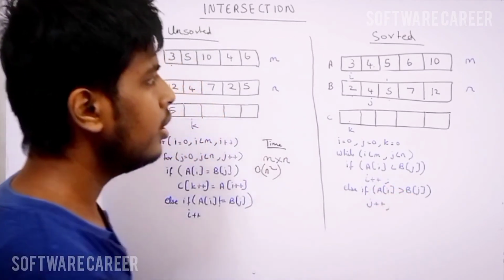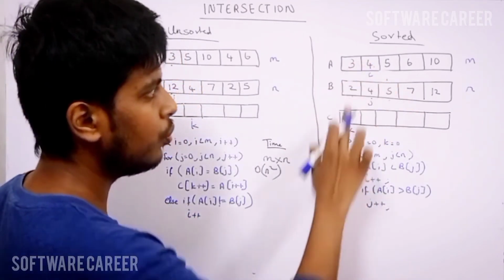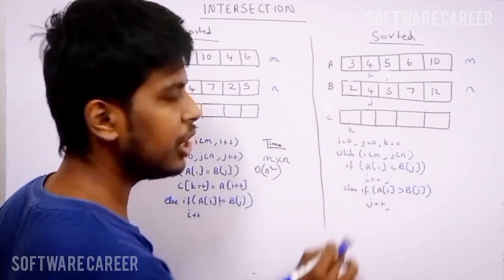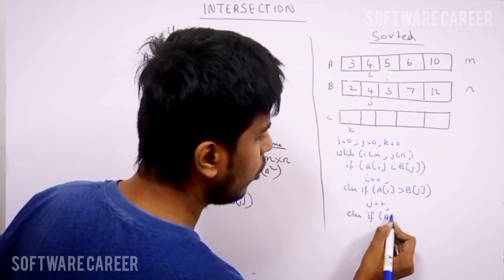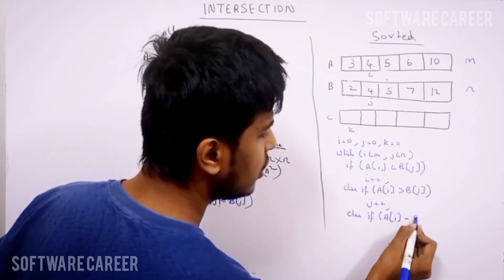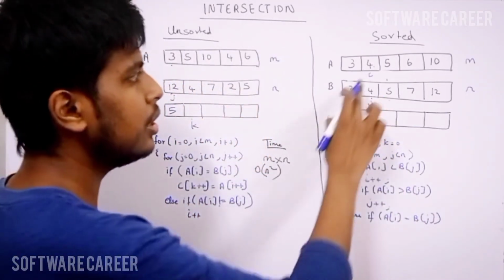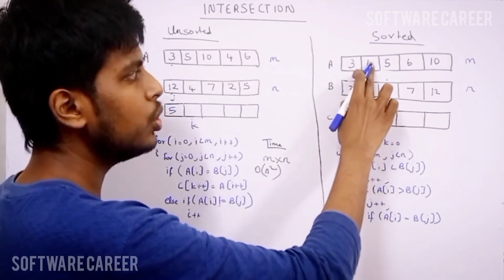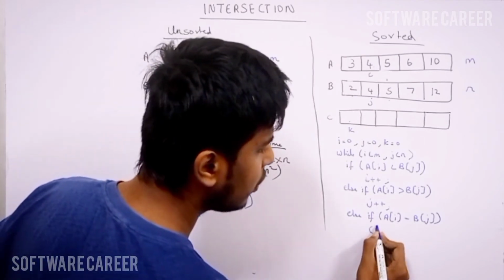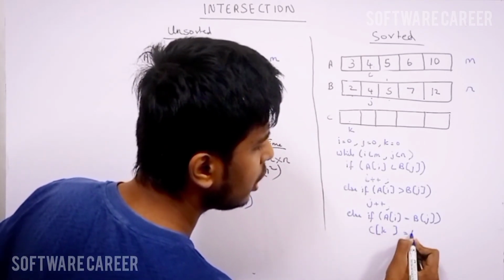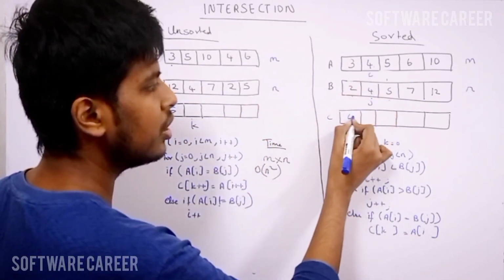This is the rule. Then suppose see, now i value is in this case and j value is in this case. Now 4 equals 4. So a of i equals b of j. So I am writing the condition: else if a of i equals b of j. Now 4 is equal to 4. Then what should you write? This is the intersection. These are the common elements in A and B. So you should copy this a of i into c of k. So I'm writing c of k equals a of i. Now I copied. Now this 4 gets copied over this k value.